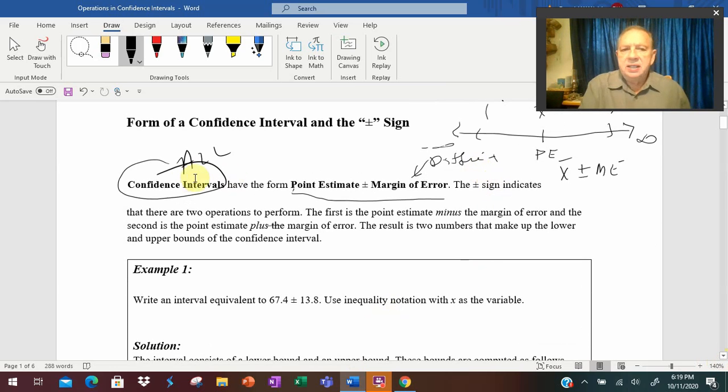So this plus or minus sign indicates that there are two operations to perform. The first is the point estimate minus the margin of error if we're going left to right, and the second is the point estimate plus the margin of error, again left to right. I want to calculate this, the point estimate we know, and then we add that to it. Okay.